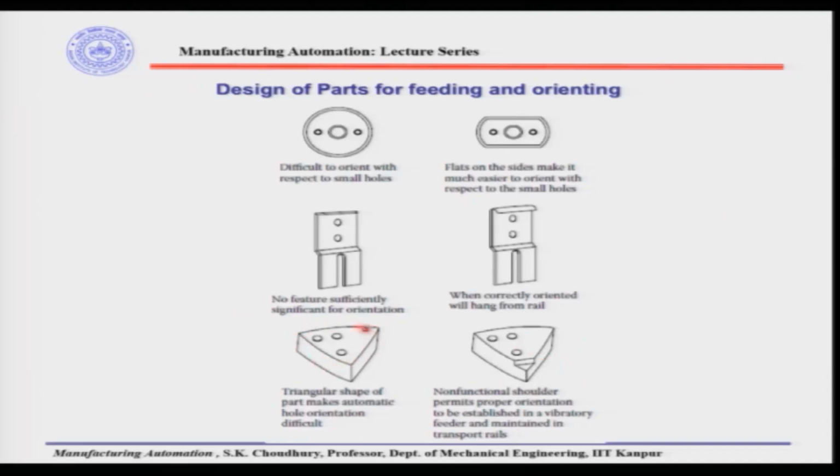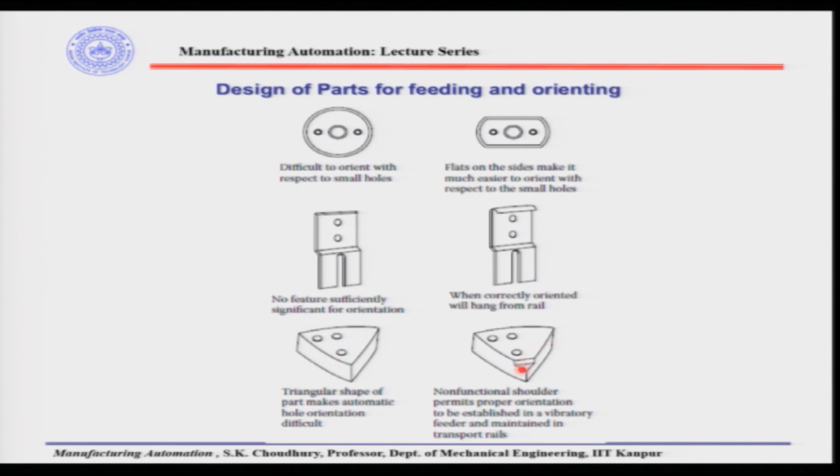In this design, for example, the triangular shape of the part makes automatic hole orientation difficult. Now, here is a triangular shape. So, either it can come this way or with this edge or with this edge, then it will be difficult to orient the part with respect to these holes. Whereas, suppose we want the part to come in this orientation as it is given here.